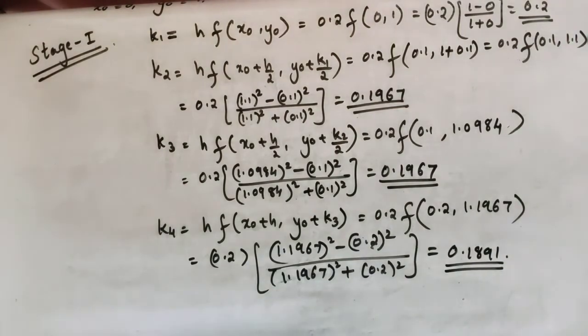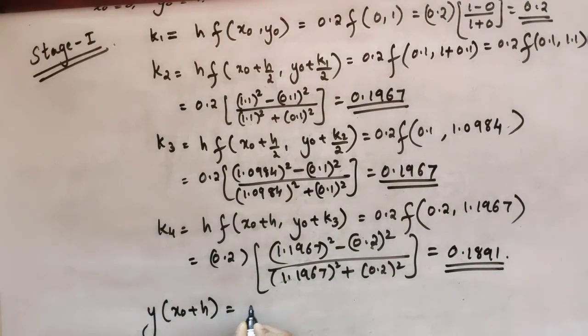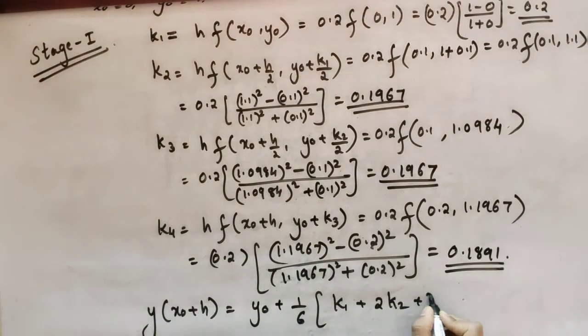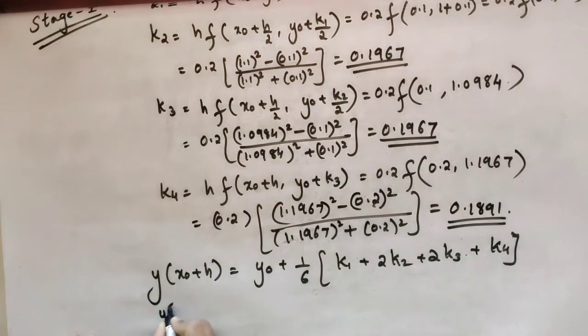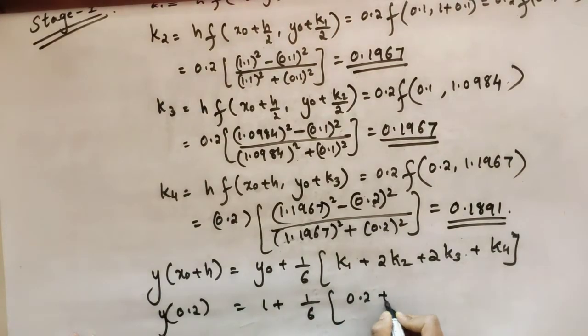0.18191. So this is K1, K2, K3, K4. Now we need the value of y of x naught plus h. By the formula, we have it to be K1 plus 2 times K2 plus 2 times K3 plus K4. Just do the substitution in the formula. So x naught is 0, h is 0.2, so y of 0.2 is 1 plus. Substitute all the values here.